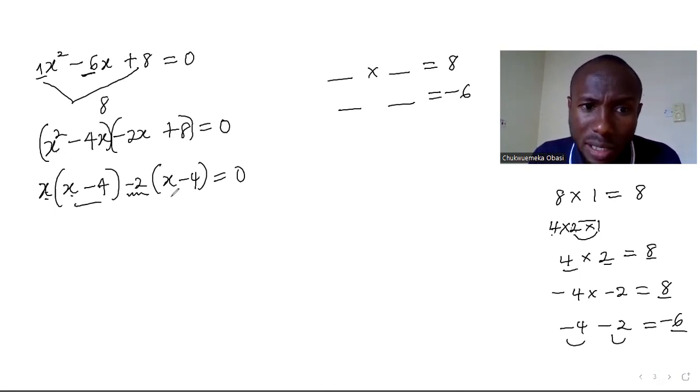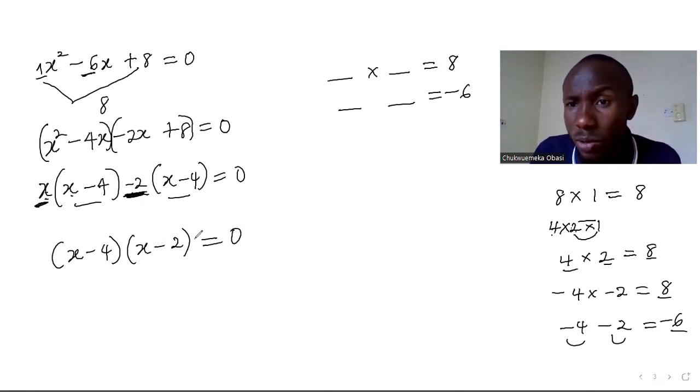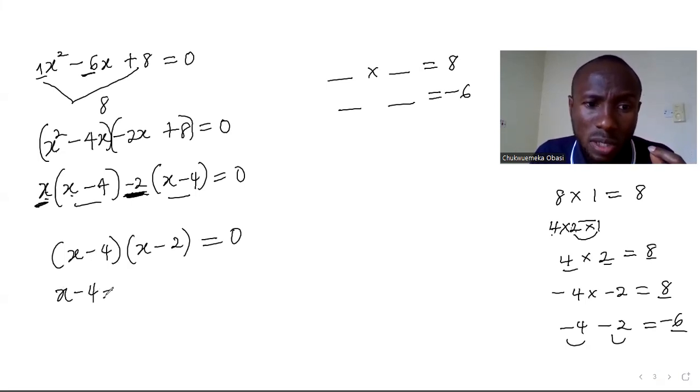So you see these two guys, they are common factor here. So I have to factor them out again, and I'll be left with x minus 2. So x minus 2, I mean this x right here and this minus 2 right here. That is what we have here, equal to 0. Now, the product of two numbers or factors is equal to 0. What it means is either one of them is 0, or even both of them will be 0. So I want to equate them to 0. So x minus 4 is equal to 0, or x minus 2 is equal to 0. So from here, you see x is equal to 4 and x is equal to 2.